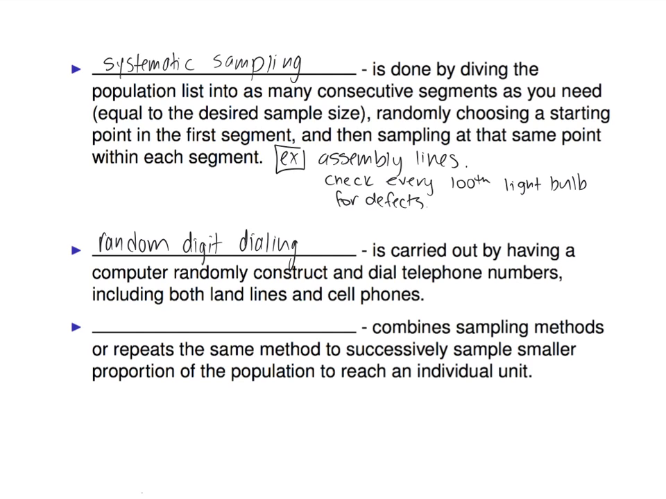And the final thing combines the sampling methods or repeats the same method to successively sample smaller proportions of the population to reach an individual person. That is called multi-stage sampling.